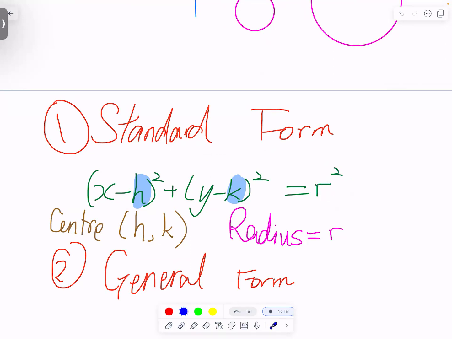Okay, standard form. Of course, I feel like I'm talking some theories at the moment because we haven't started doing the questions. Once we start doing that, then you won't find it so hard. Okay? Okay, let's continue.